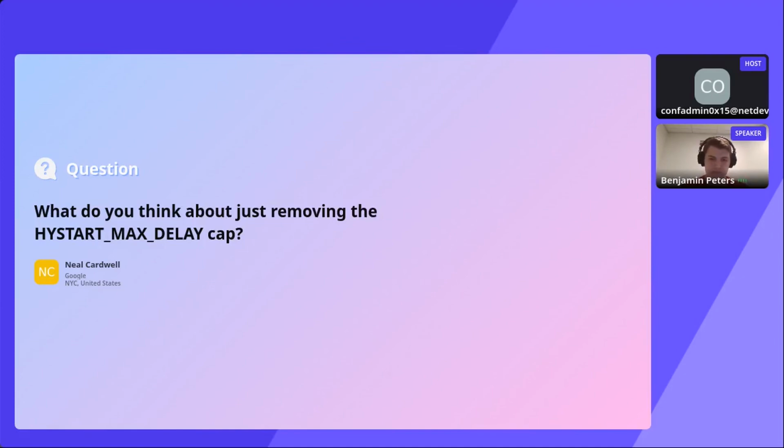Benjamin, if you can respond. Yeah, I think that's definitely something that we can consider. I'm not entirely confident why it was implemented in the first place. I think that possibly just removing it overall might be the best solution. Because if the kernel does dynamically adjust the threshold, but it does not adjust the maximum, that could be.